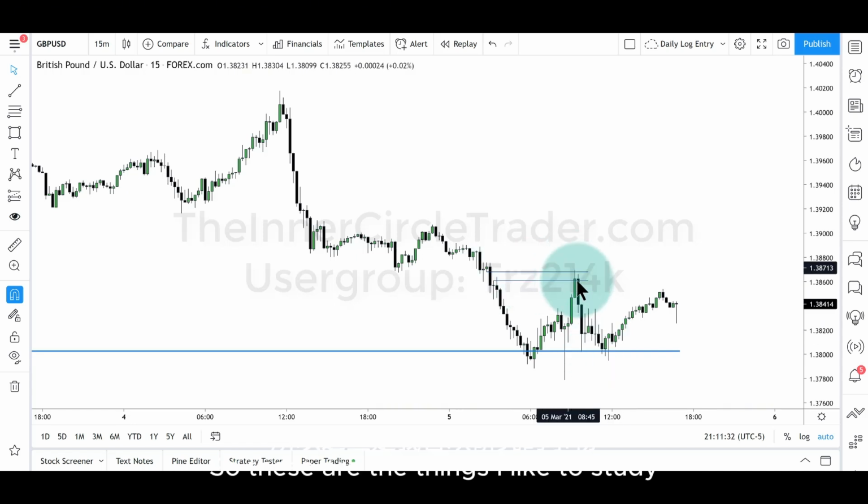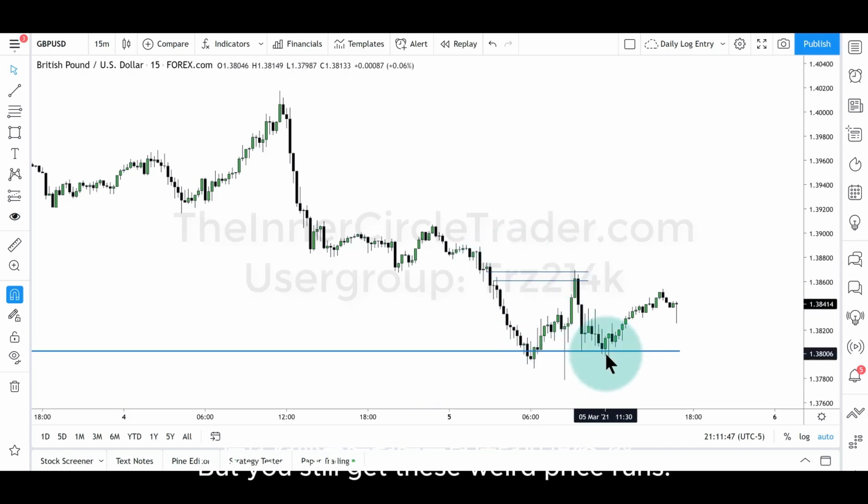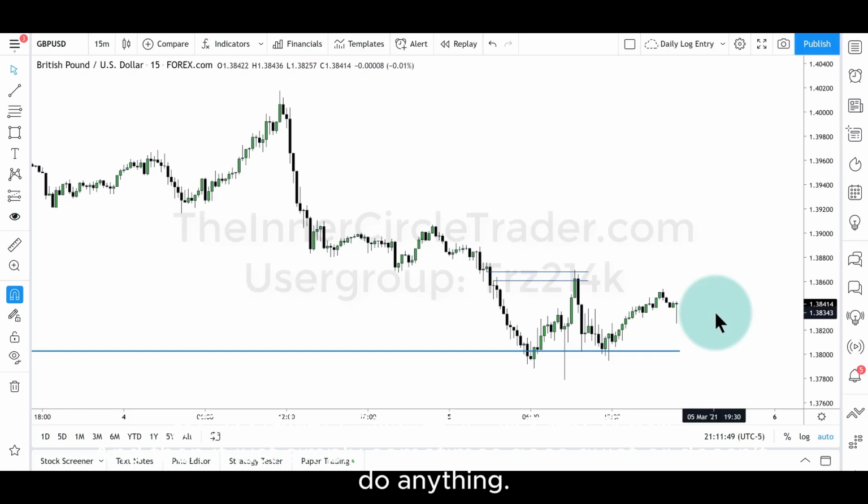So these are the things I like to study on non-farm payroll. Not that I want to trade it, but I like to see, does it support the theories and things that I teach you? And I find it fascinating that it still does that, but you still get these weird price runs, and then it just simply sometimes goes quiet where it doesn't do anything.